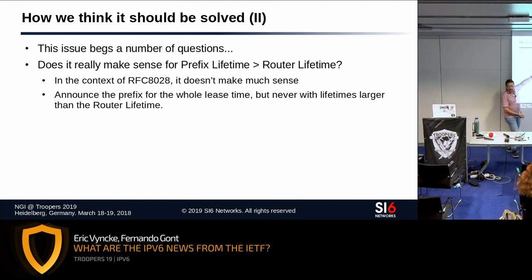So for example, when it comes to the lifetimes, I think that the prefix lifetimes should never be larger than the router lifetime, meaning that they should never be larger than 30 minutes. If we were to use those values and we had this problem scenario, at least the network would be broken for 30 minutes, but not for a whole month. Okay, I mean, still broken, but the level of brokenness would be smaller.